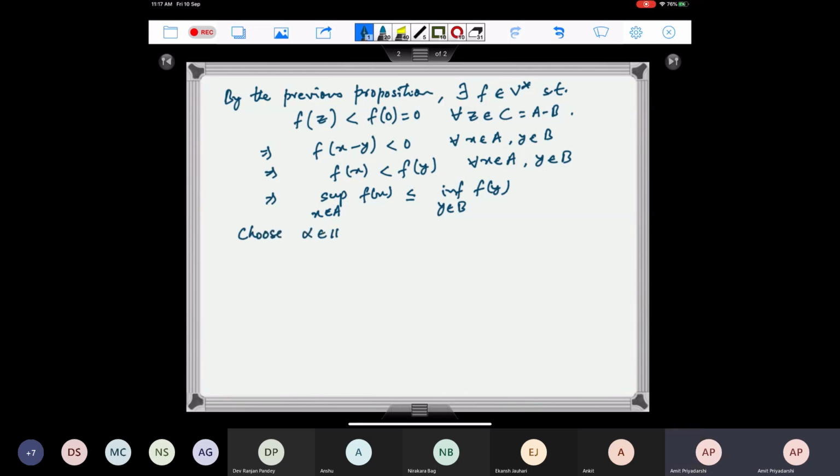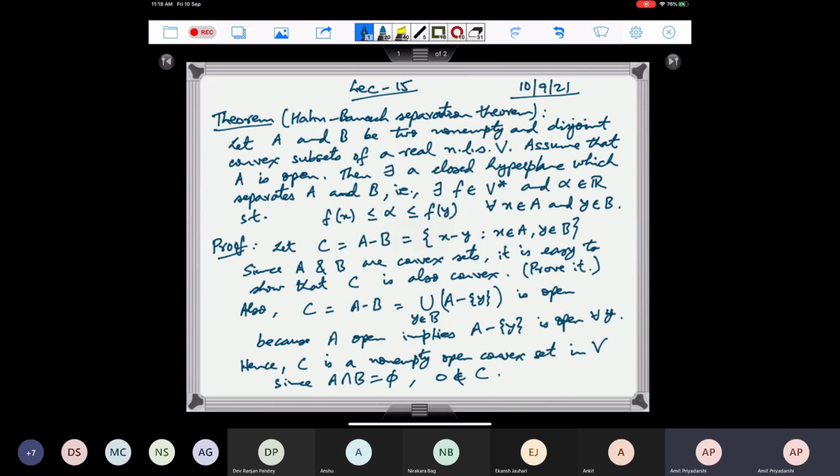Choose alpha in R such that this supremum is less than or equal to alpha is less than or equal to the infimum of f y for y in B. Then f x is less than or equal to alpha is less than or equal to f y for all x in A and y in B. So this is what we had to prove. We had to prove that there exists some alpha and some bounded linear functional such that f x is less than or equal to alpha less than or equal to f y for all.